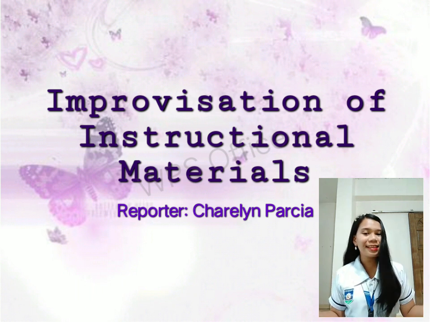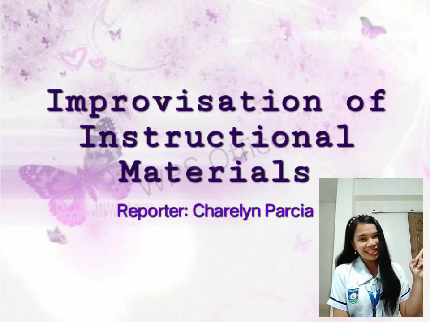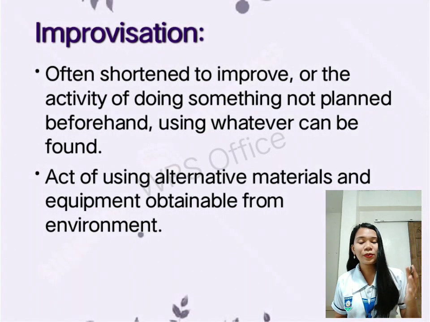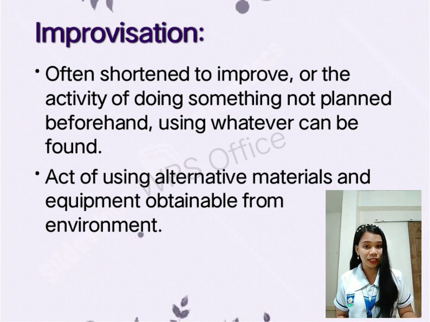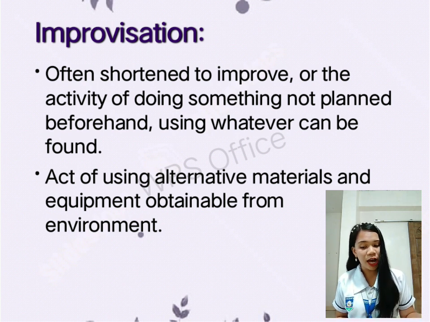But beforehand, let me define for you first the meaning of improvisation. So improvisation, it is often shortened to improv, or the ability of doing something not planned beforehand, using whatever can be found. It is also an act of using alternative materials and equipment obtainable from the environment. And that was the meaning of improvisation.